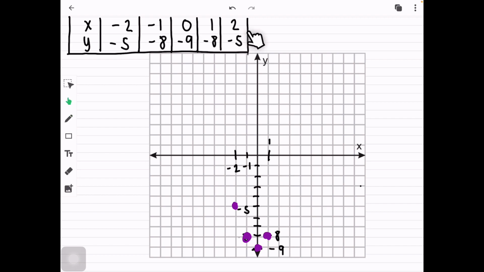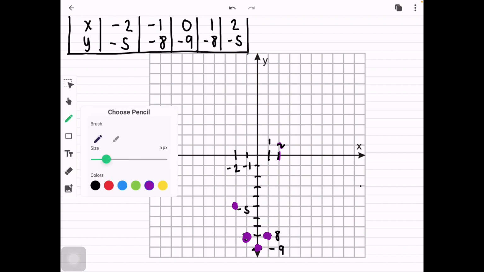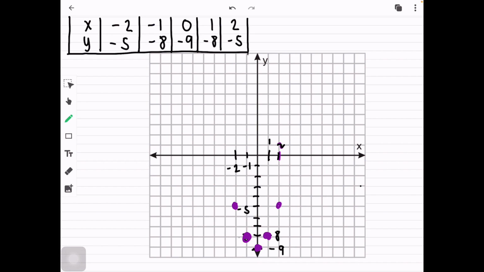Okay, next we have 2, negative 5. So, ito yung 2 sa x-axis. Sa y-axis naman, negative 5, ito yon. So, saan sila magkikita? Dito. Ngayon, i-connect natin lahat ng nakuha nating points to make the parabola. And this is the graph for our first example.